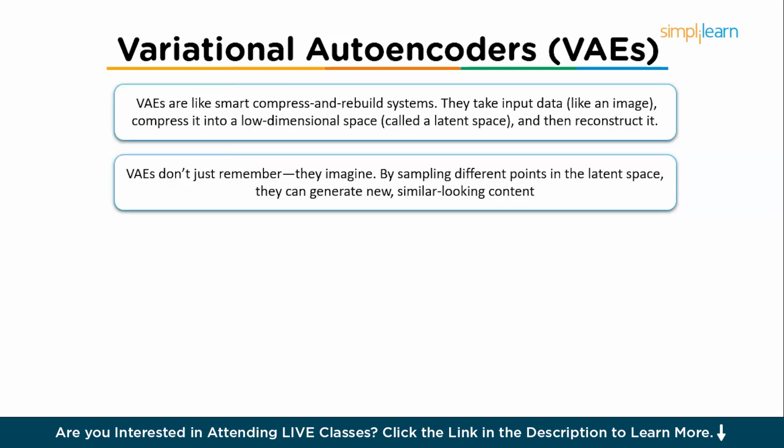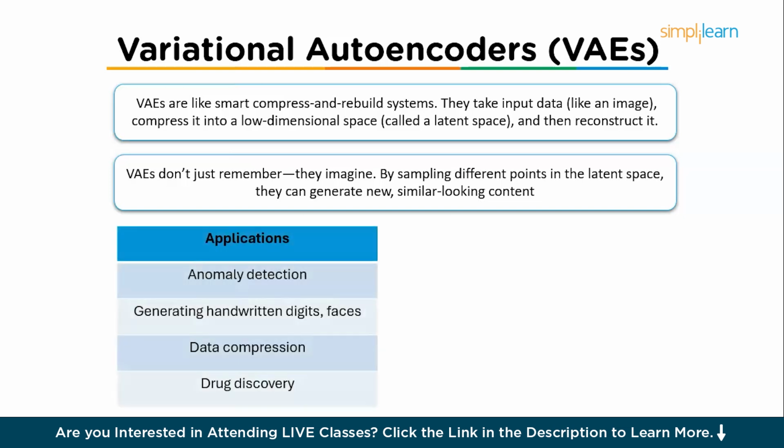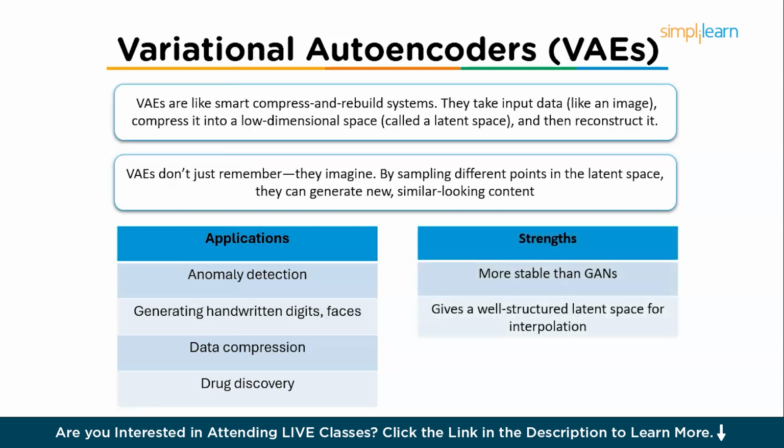So let's move on and see the applications. First application is anomaly detection. So what doesn't fit in the normal data? Then the second one is generating handwritten digits and faces. And then we have data compression. And then finally we can see drug discovery, that is generating molecular structures. So now let's move on to the strengths. So more stable than the GANs, and it gives a well-structured latent space for the interpolation.